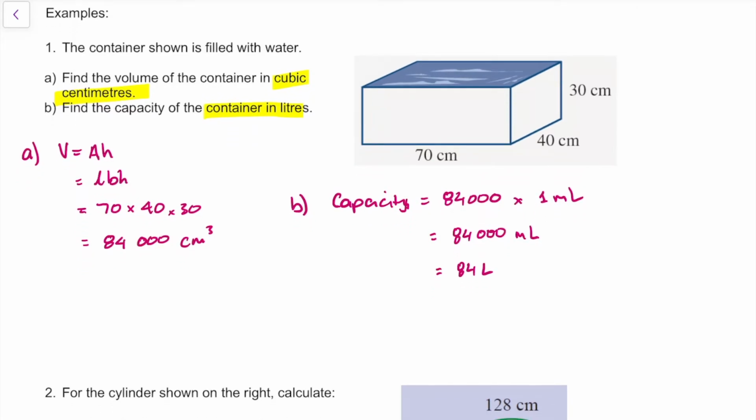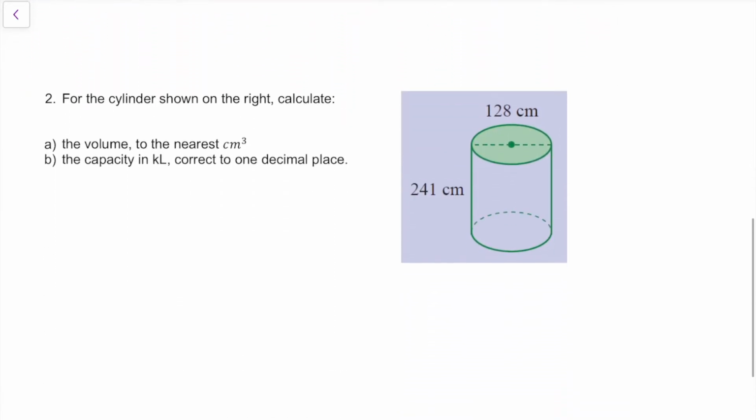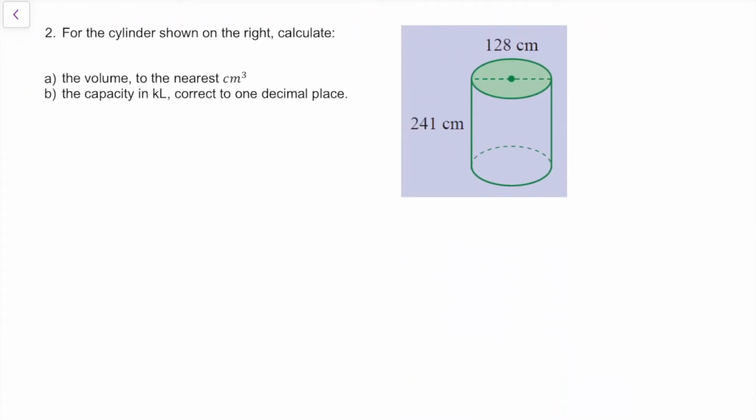We have another example to have a bit of a play around with. Here we have a cylinder. We want, again, centimetres cubed, but now we want to go to kiloliters. So we're going to have to divide by 1,000 again to get our answer. Okay, so we're going to find how many kiloliters are in this particular question. So A, we want the volume first.